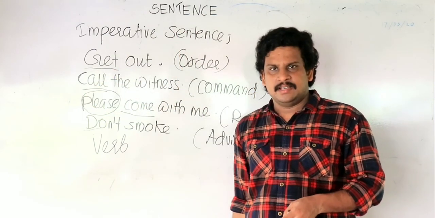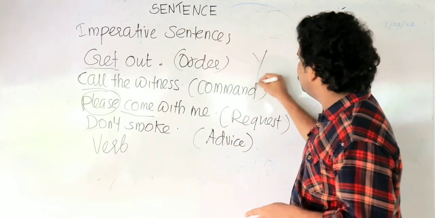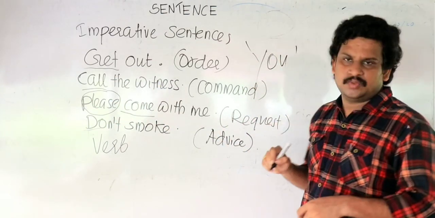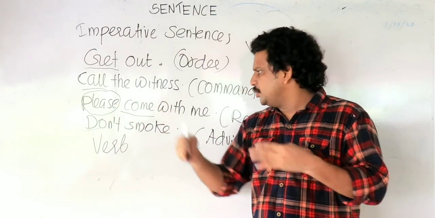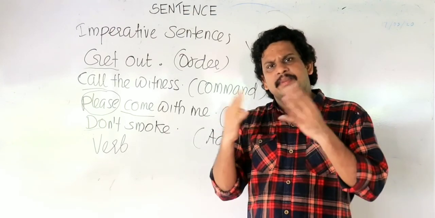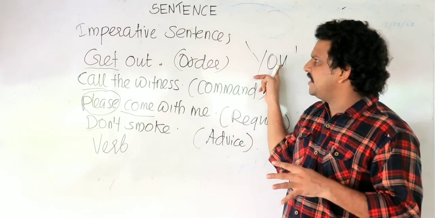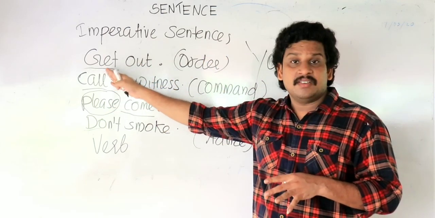Here no subject is mentioned. The subject is hidden here. The subject is you. It's hidden. You get out. You call the witness. You please come with me. We don't mention that you there. So it is hidden. Subject you, hidden. But it begins with the verb.